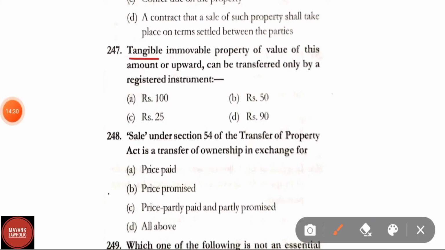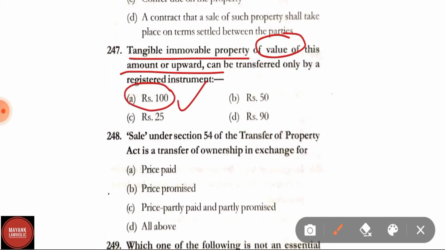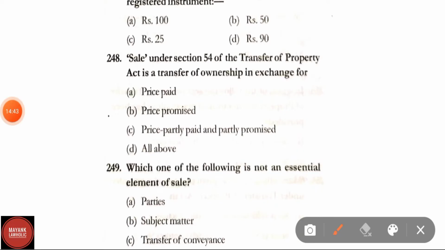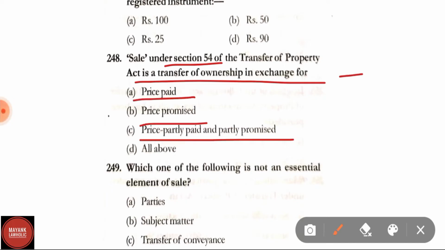Question number 247. Tangible immovable property of value of this amount or upward can be transferred only by a registered instrument. Here the correct answer is option A, that is rupees 100. Question number 248. Sale under section 54 of TPA is a transfer of ownership in exchange for price paid, price promised, price partly paid and partly promised. All of the above are correct.